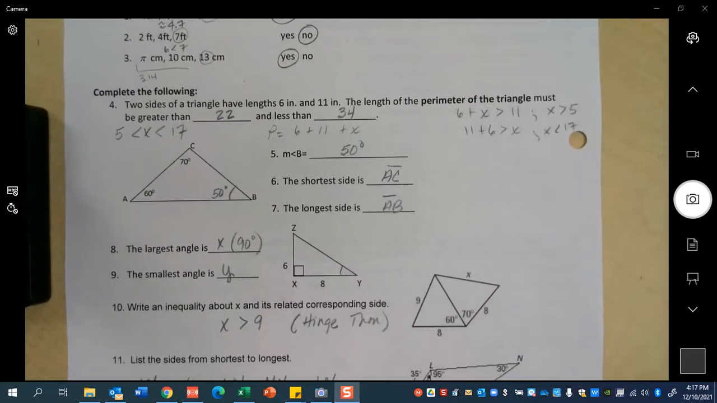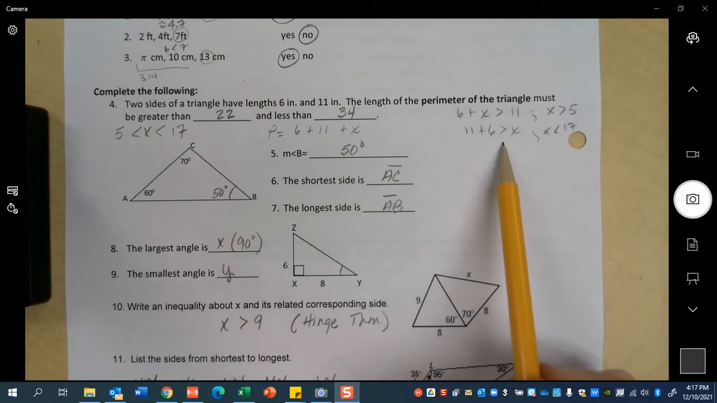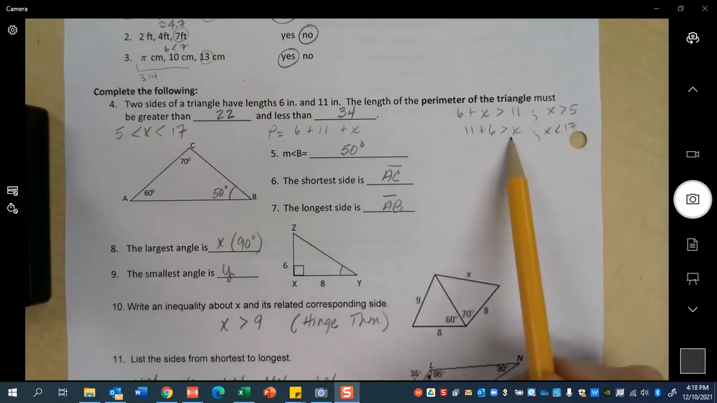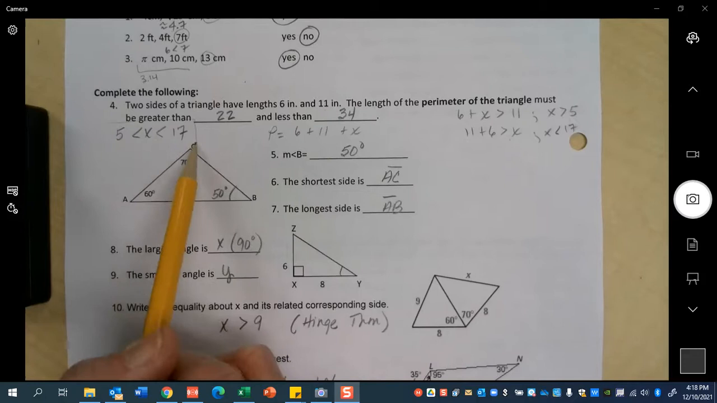For this part, two sides of a triangle have these lengths. So when I set up my inequalities, x has to be bigger than their difference, and x has to be smaller than their sum. So I have this as my value for my x's.